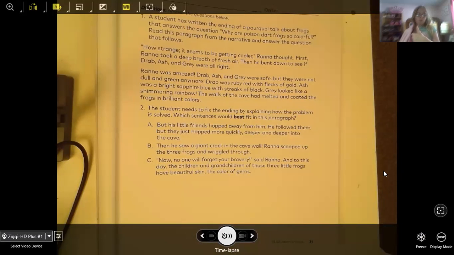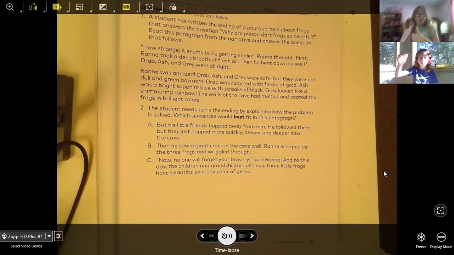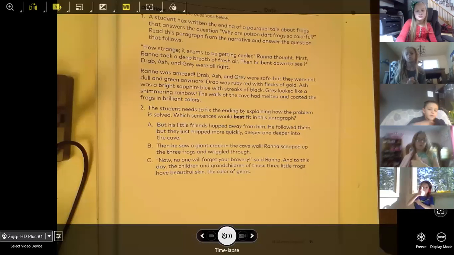I have several friends who don't have cameras on today. I understand that some of you, for various reasons, but most of the people I have cameras off for should have their cameras on. All right, thank you, friends.